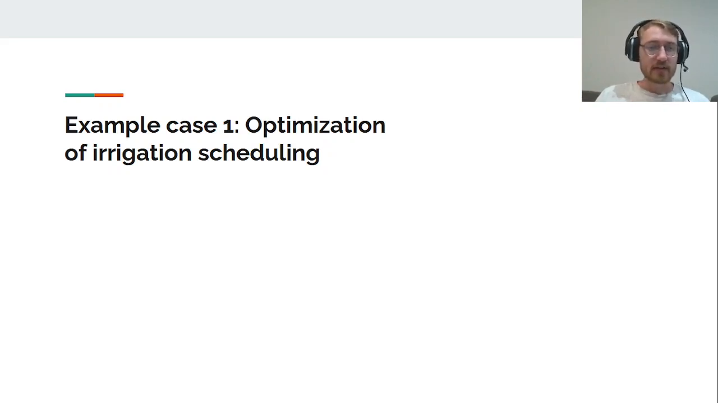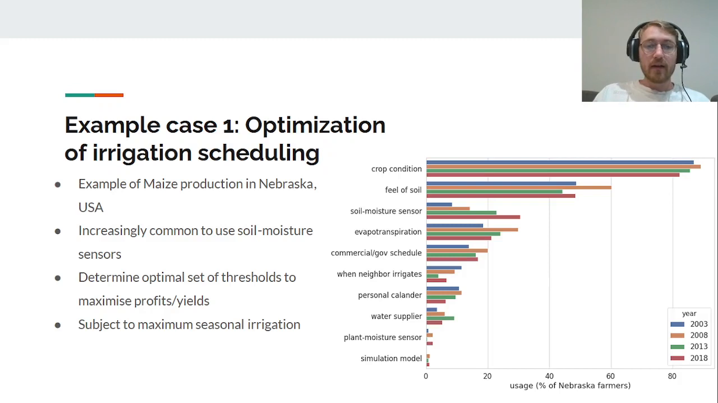So looking at the next example case, optimizing irrigation scheduling. If we take the example of Nebraska, which has the largest number of irrigated acres in the United States, the figure here shows us the types of information that Nebraska farmers use in order to help them schedule irrigation. So this data is from the USDA Farm and Ranch Survey.